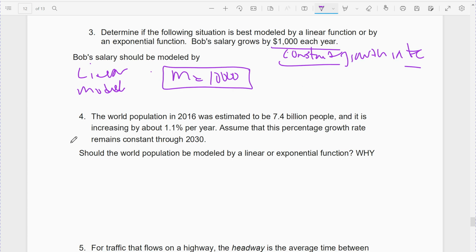It's not any more than that, right? It's not a percent growth. We're not growing by a certain percentage. Every year it's a single thousand, alright? So it's linear because it's constant.